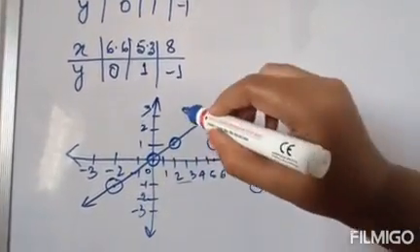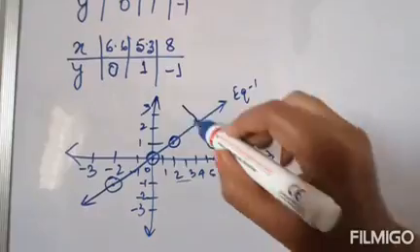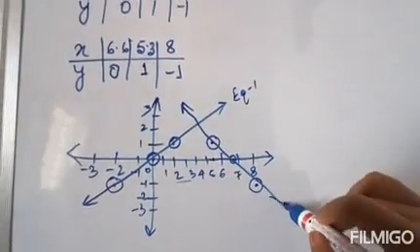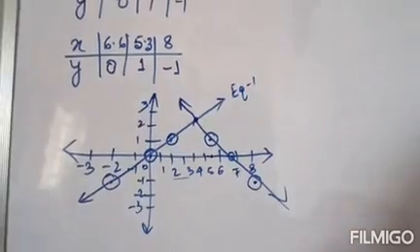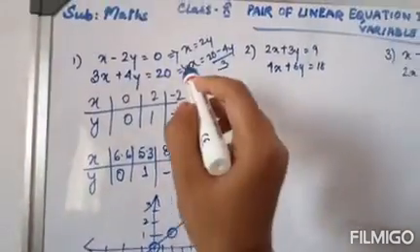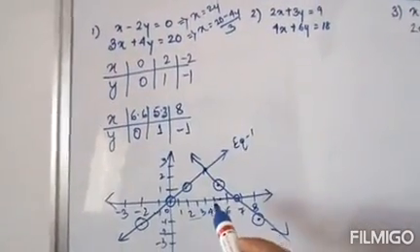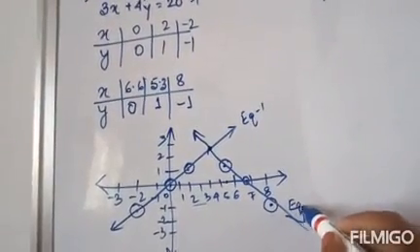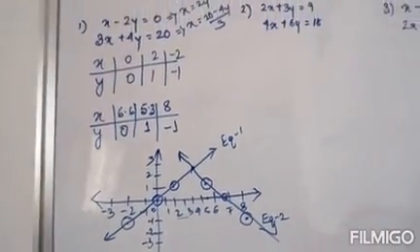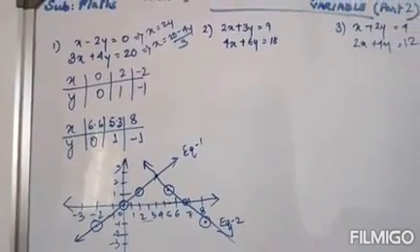So you find there is one common point, correct? For this pair of equations we have one common point which is intersecting both the equations. Now let us plot for the next one.